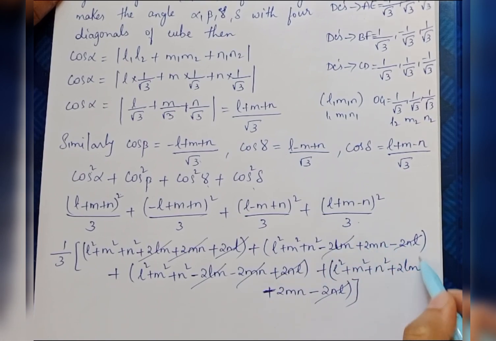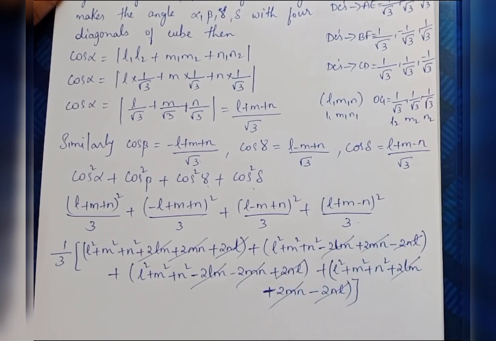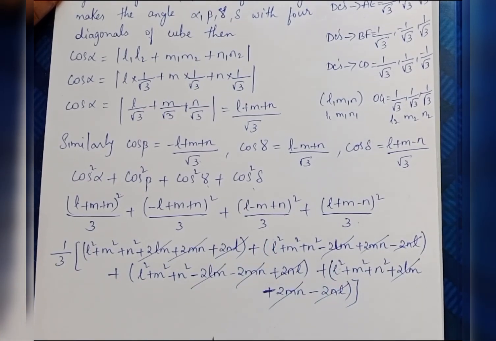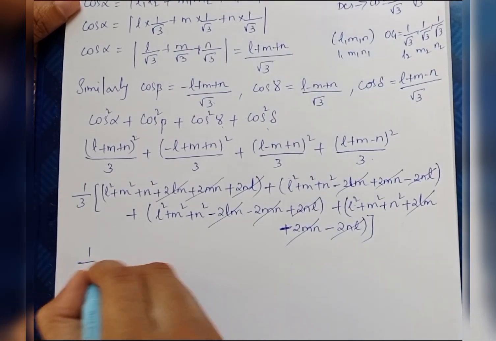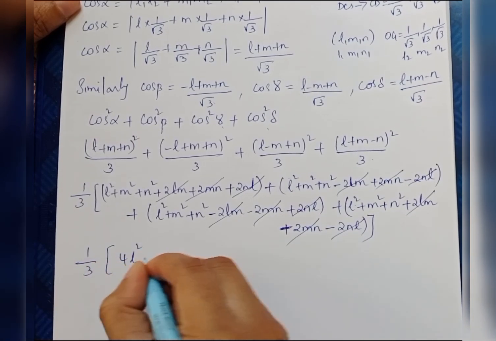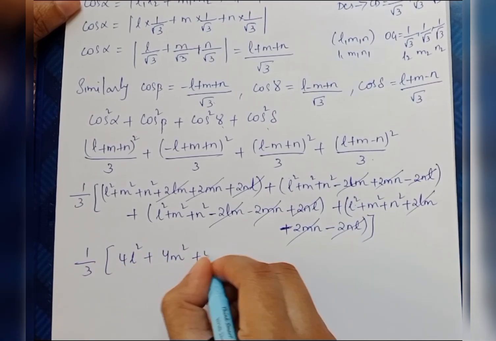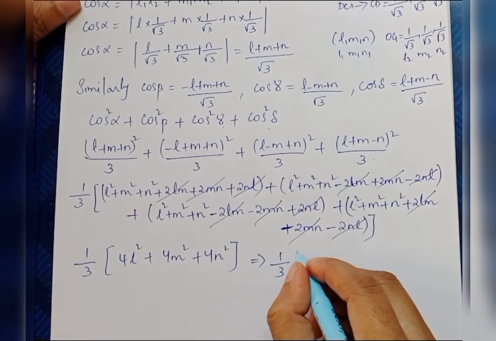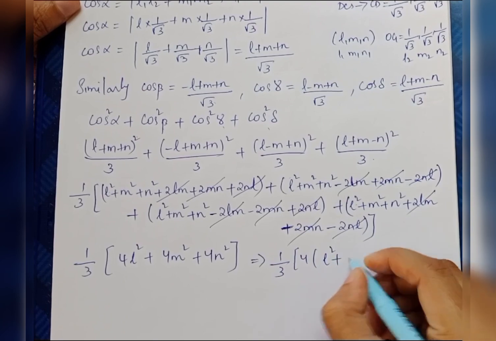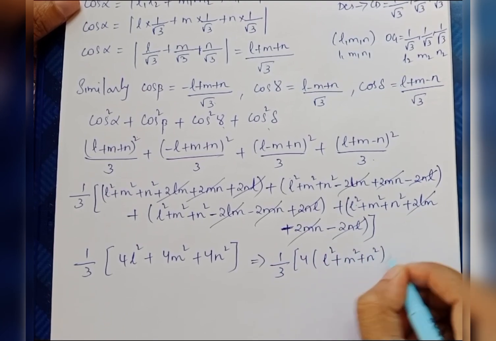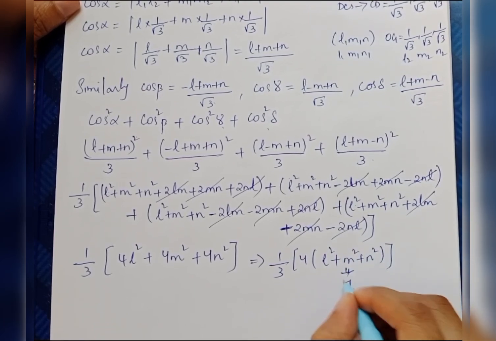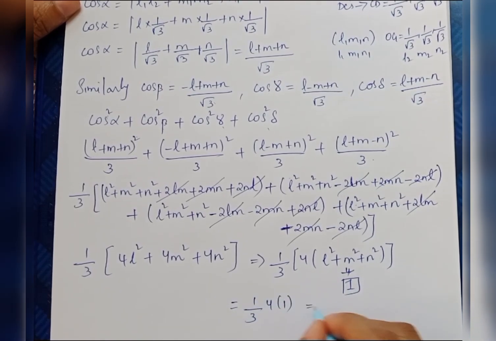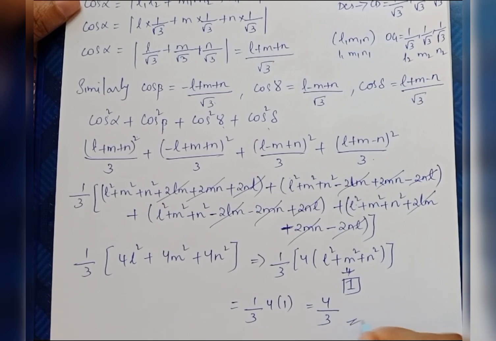So here plus 2LM minus 2LM, plus 2MN minus 2MN, and plus, minus, and plus, again minus and plus and plus and minus, all get cancelled. So we'll be remaining with L square, L square, L square and L square. So there are 4 L squares. Similarly there are 4 M squares and N squares. Taking 4 common, it is 1 by 3, 4 common, so it is L square plus M square plus N square. The value of this term is equal to 1. So it will be 1 by 3, 4 into 1, that is equal to 4 by 3.